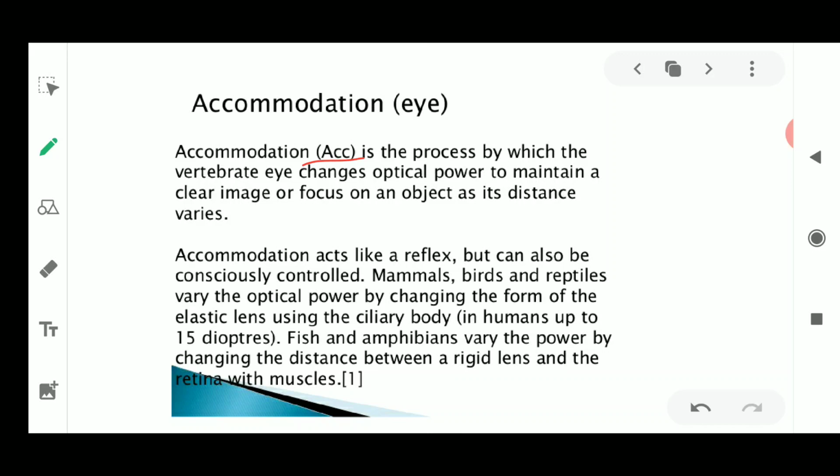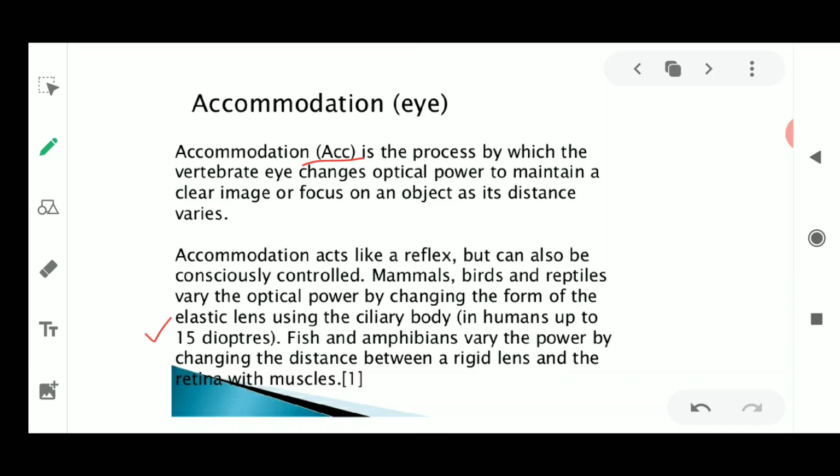Now some more points regarding accommodation: it is a process by which the vertebrate eye can change optical power to maintain a clear image or focus on objects as their distance varies. The distance varies from infinity to 25 centimeters. Accommodation acts like a reflex, but can also consciously be controlled. Mammals, birds and reptiles vary in optical power by changing the form of the elastic lens using the ciliary muscles. In humans it is 15 diopters.